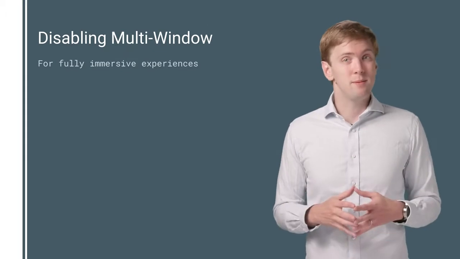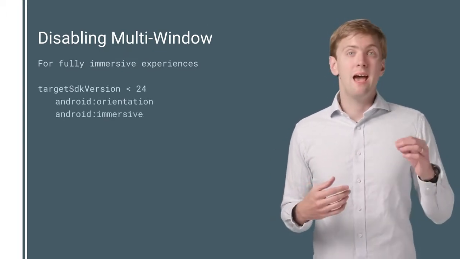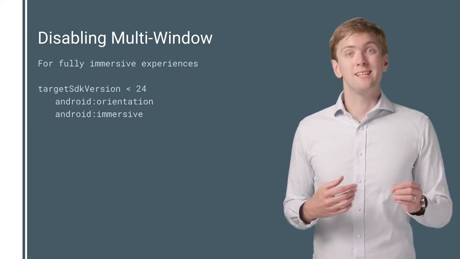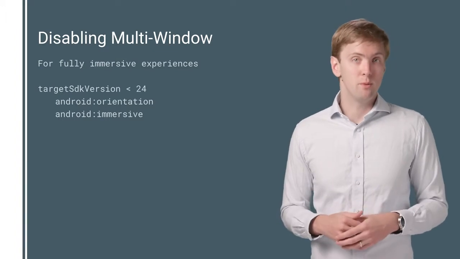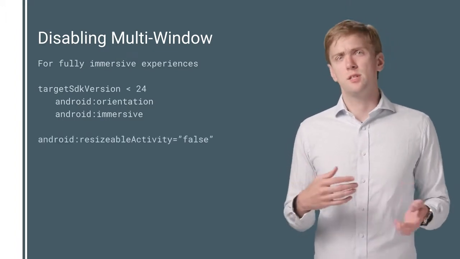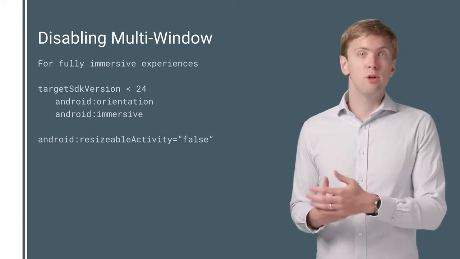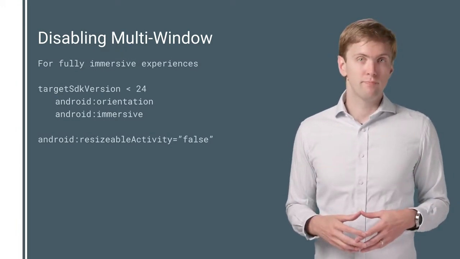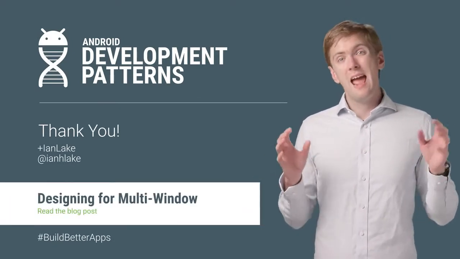Now, if you're a fully immersive experience like a game, I get it. Maybe you want to disable multi-window. If you aren't targeting API 24, adding android:orientation or android:immersive to your manifest will disable multi-window. And of course, the new resizeableActivity attribute can be added to your application or to your root activity to opt out of multi-window.